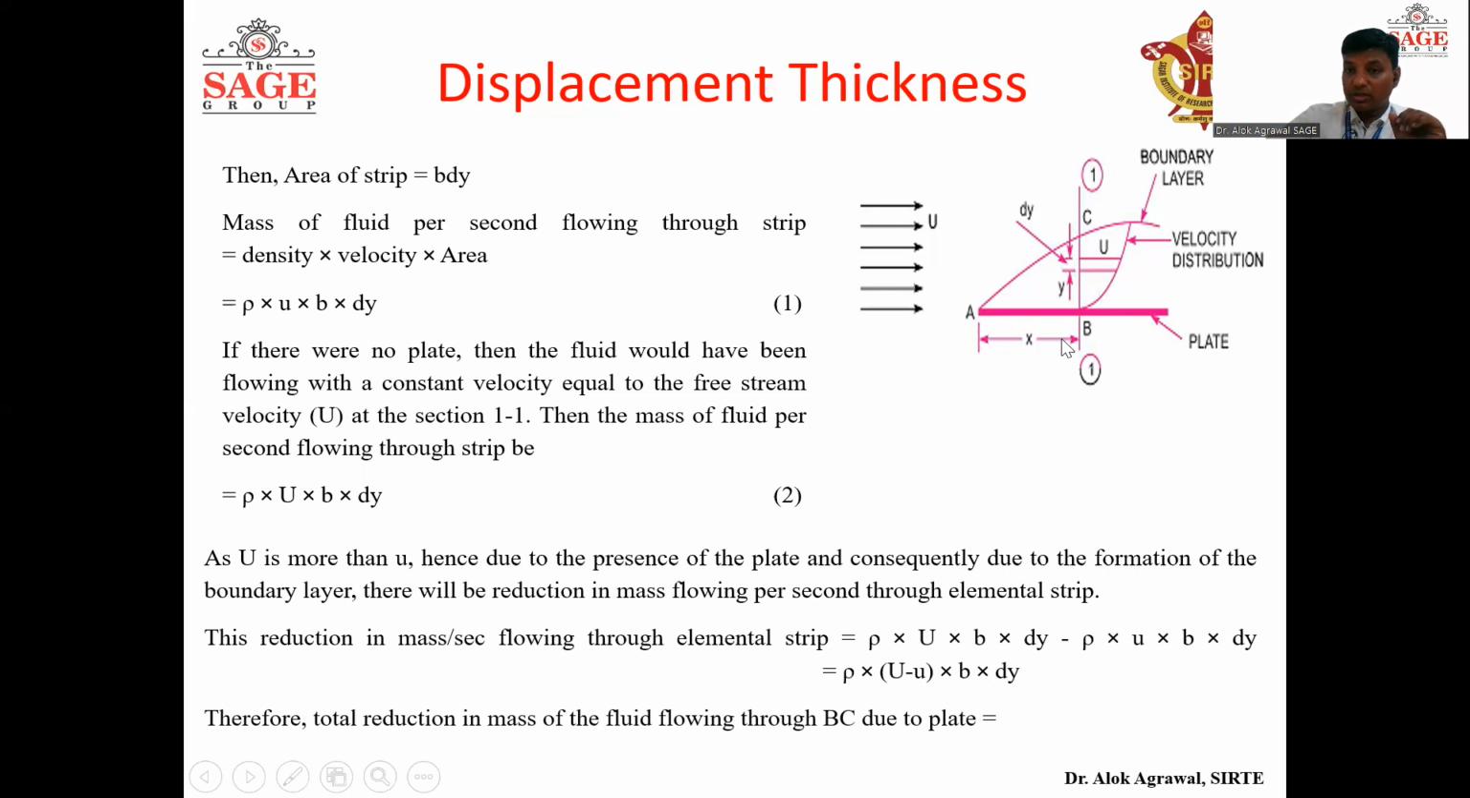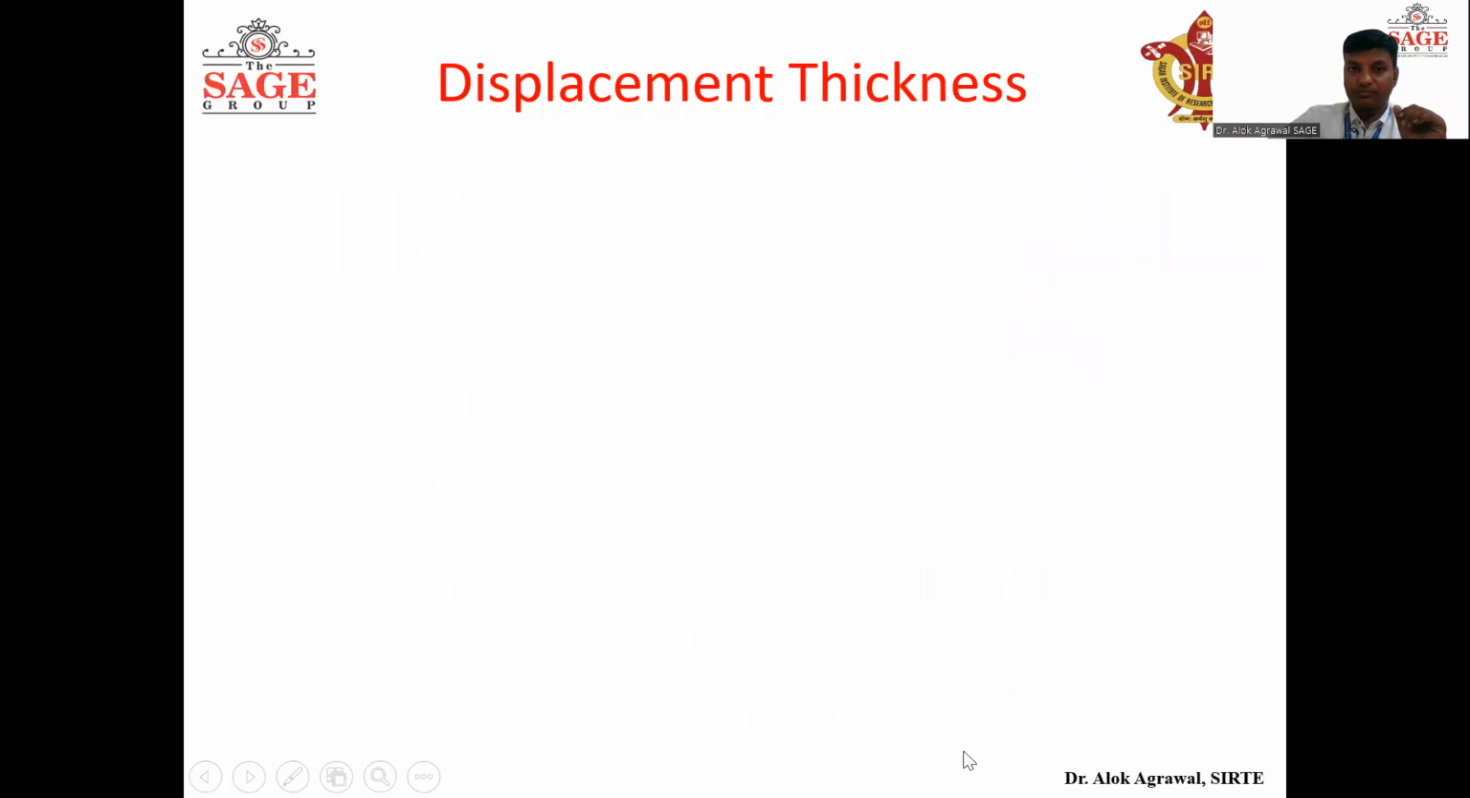Now if we talk about the complete displacement from B to C, how much will be the reduction in mass flow rate? Then we have to integrate it from B to C. So integrating this from 0 to delta, since B to C means from 0 to delta, because here the boundary layer thickness is delta, rho b integral of (capital U minus u) dy, and the density and width of the strip are constant, so they will come out of the integration. This gives equation 3.